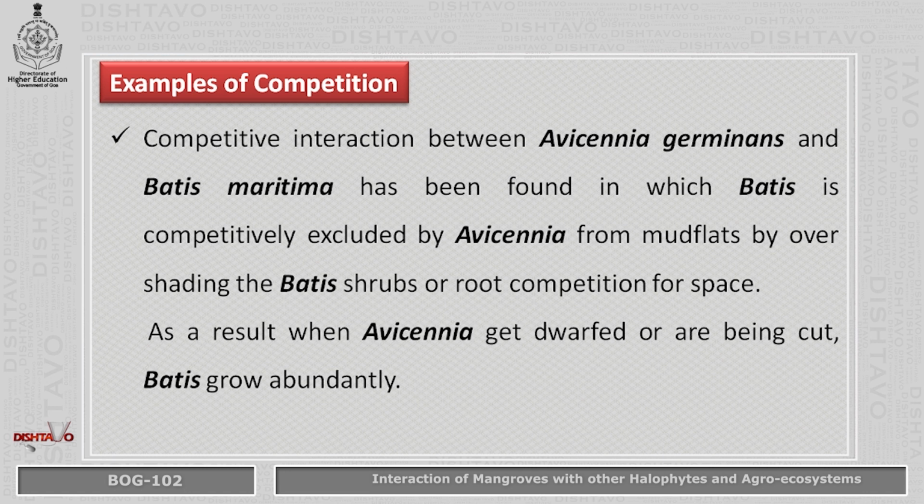Competitive interaction between Avicennia germinans and Batis maritima has been found in which Batis is competitively excluded by Avicennia from mudflats by overshading the Batis shrub or root competition for space. As a result, when Avicennia gets dwarfed or is being cut, Batis grows abundantly.